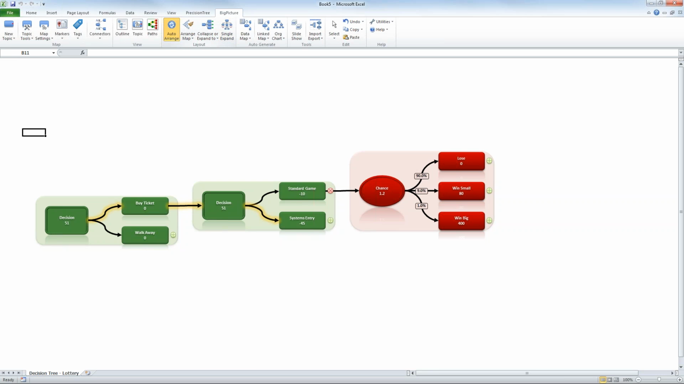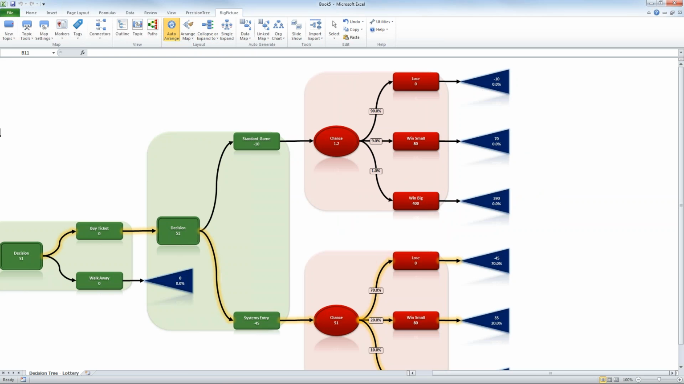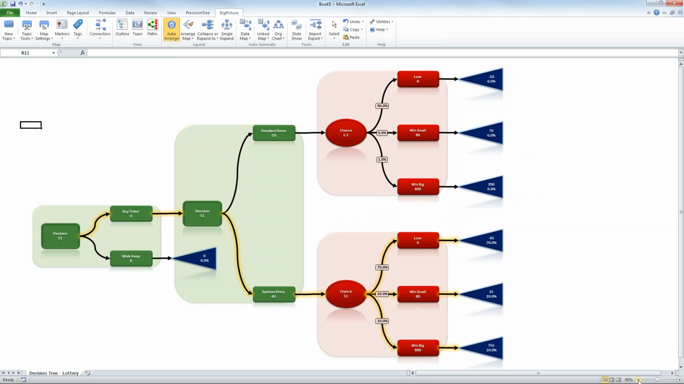So for now I'm going to undo single expand, and I'm going to say no topics collapse, so it just expands it all out for us so we can see it completely. If I zoom out a bit, we can see it here. So this is our systems entry. What this linkage between PrecisionTree and BigPicture does is it allows it to be a little softer, a little easier on the eyes, a little cleaner, a little more professional, and it automatically does this nice highlighting of the optimal path.